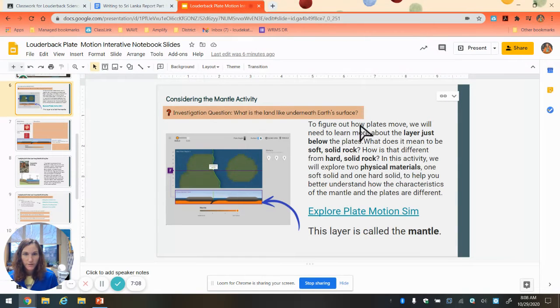So it says here to figure out how plates move, we need to learn more about the layer just below the plates. What does it mean to be a soft solid rock, and how is it different from a hard solid rock? So we're going to explore the two materials to determine which one makes up the mantle and how it's different from the plate. Notice how when I'm going back to these slides, I'm rereading the information and refreshing my mind a little bit about what we did in this activity, what we did in the learning. All right, so that's something you're going to have to do as you go through and do your writing.